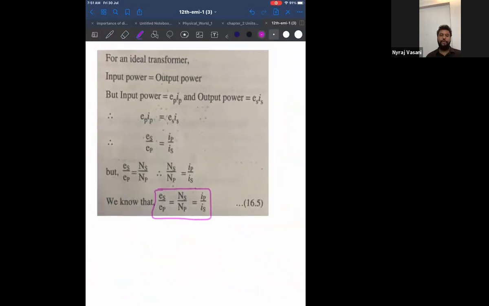Now read it and tell me if you have understood. Listen to this. For an ideal transformer, input power is equal to output power. Input power is EP IP. Output power is ES into IS. I get ES by EP is equal to IP by IS. But we know from the previous derivation, ES by EP is equal to NS by NP. Therefore, I can directly write this equation: ES by EP is equal to NS by NP is equal to IP by IS. This completes the derivation of a transformer. Easy. Therefore, start writing below that equation itself for an ideal transformer.